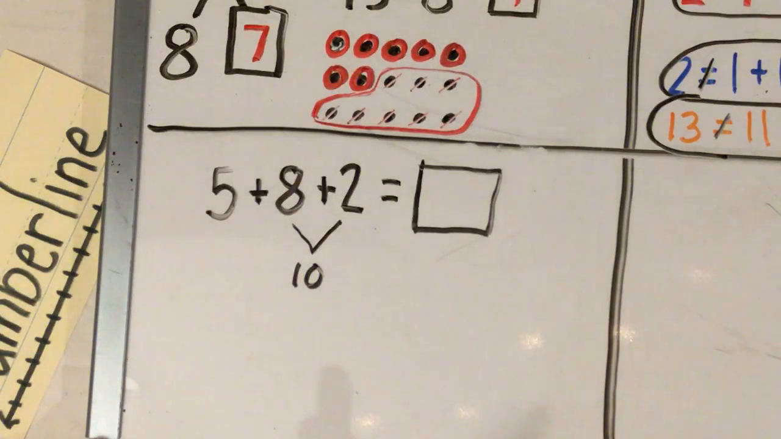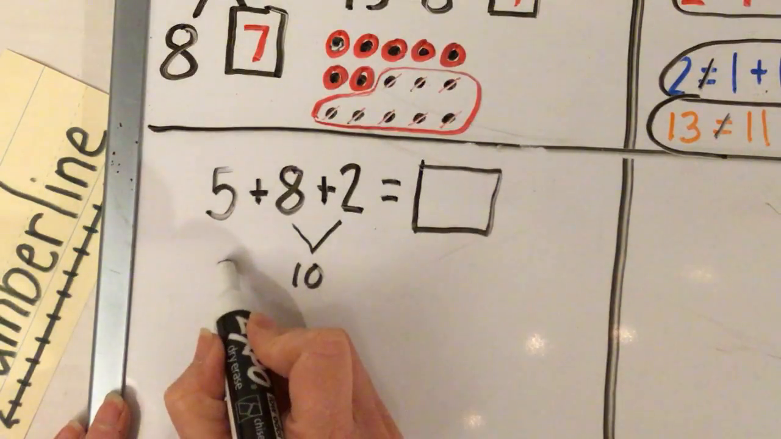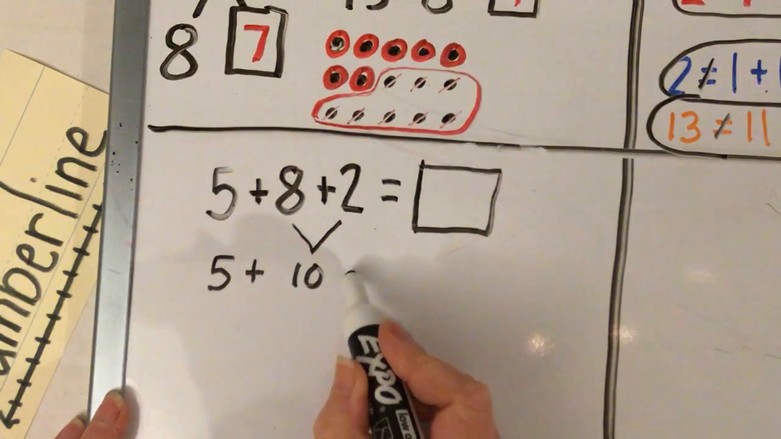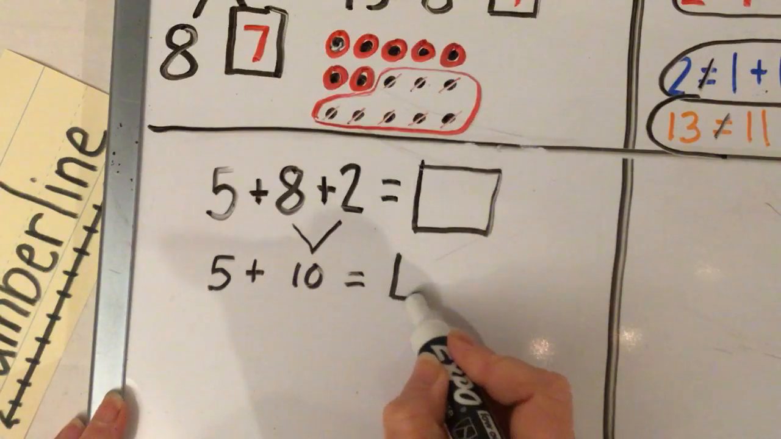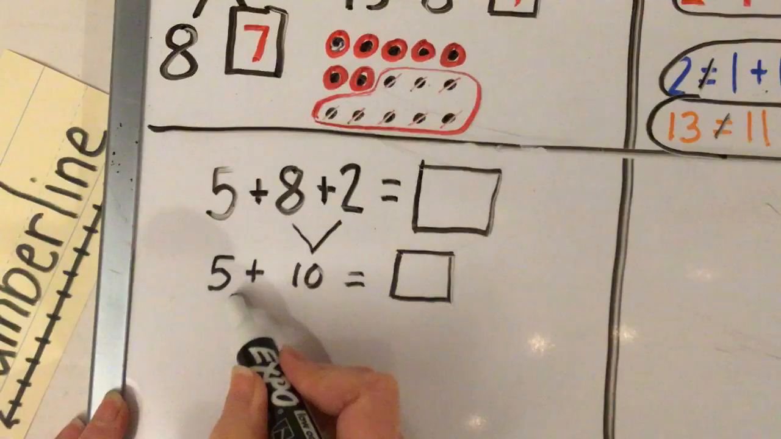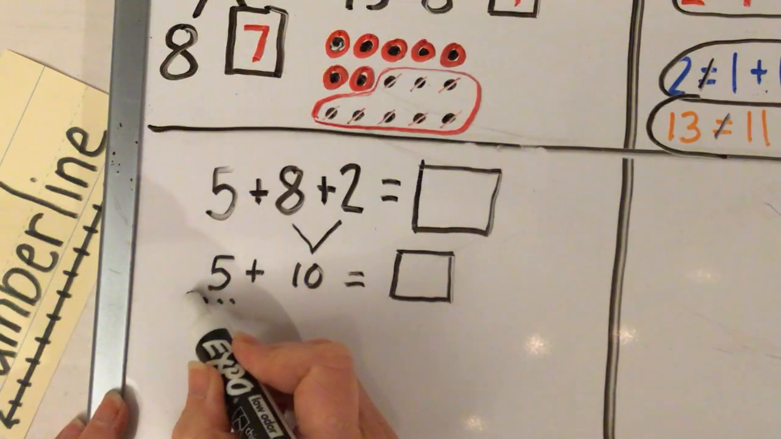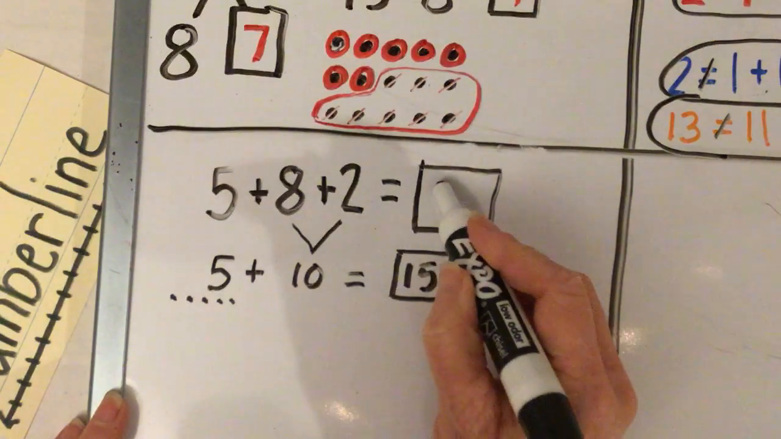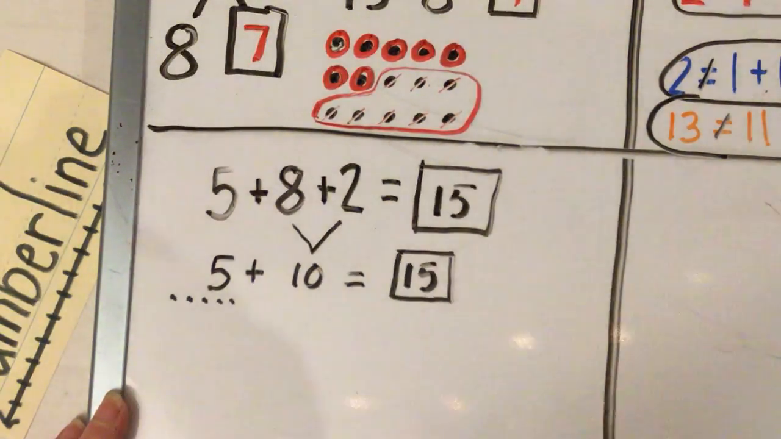Maybe you're going to count on. Maybe you're going to draw dots. Maybe you'll use a number line. Remember, one of those ways you have to show your work. I'm going to bring my 5 down, and I'm going to say 5 plus 10 equals, well, if I have a 10 frame and 5 more, 10, 11, 12, 13, 14, 15. 15. I hope that you're trying to do this work along with me.